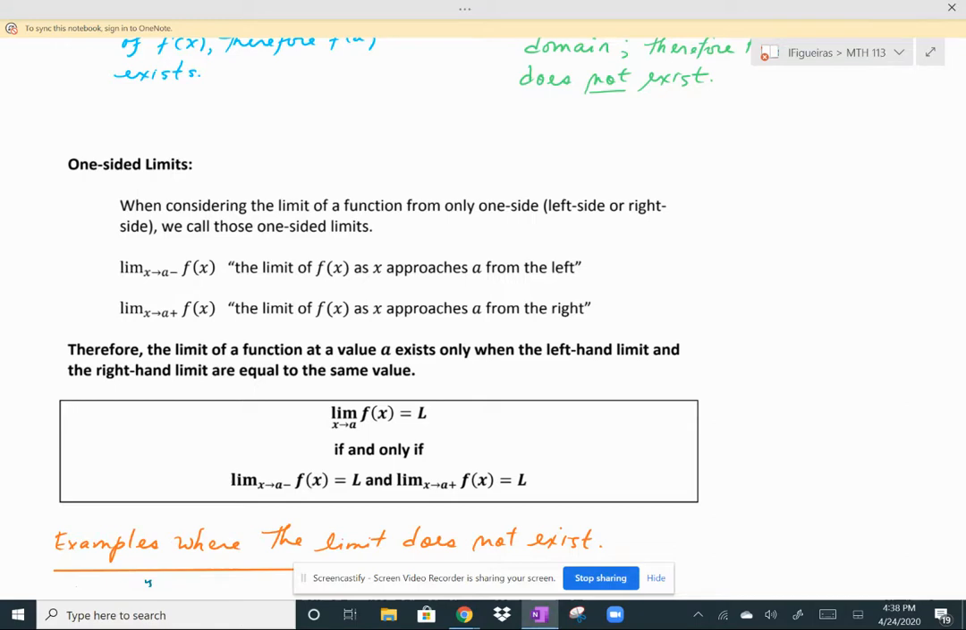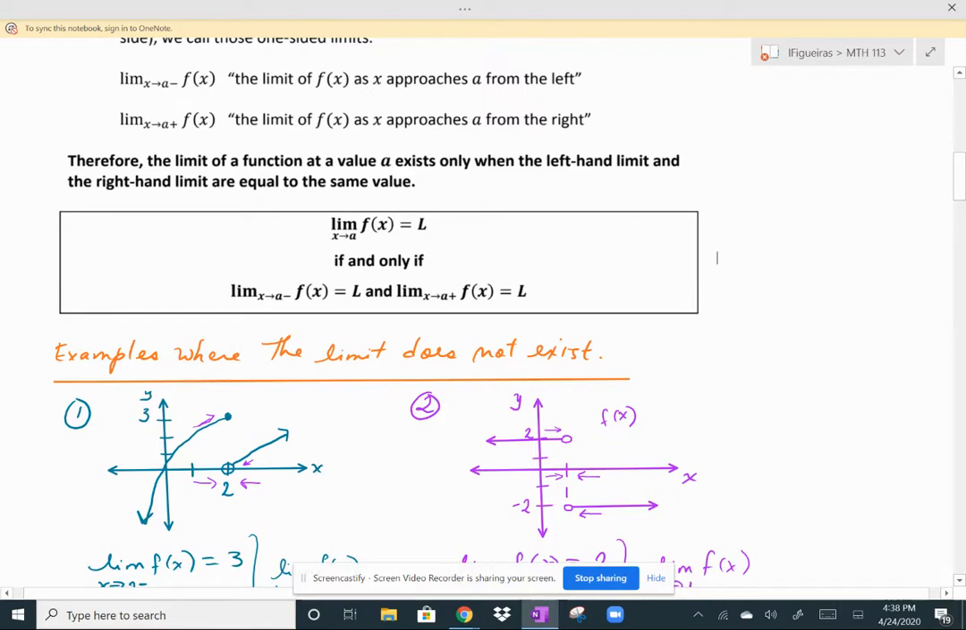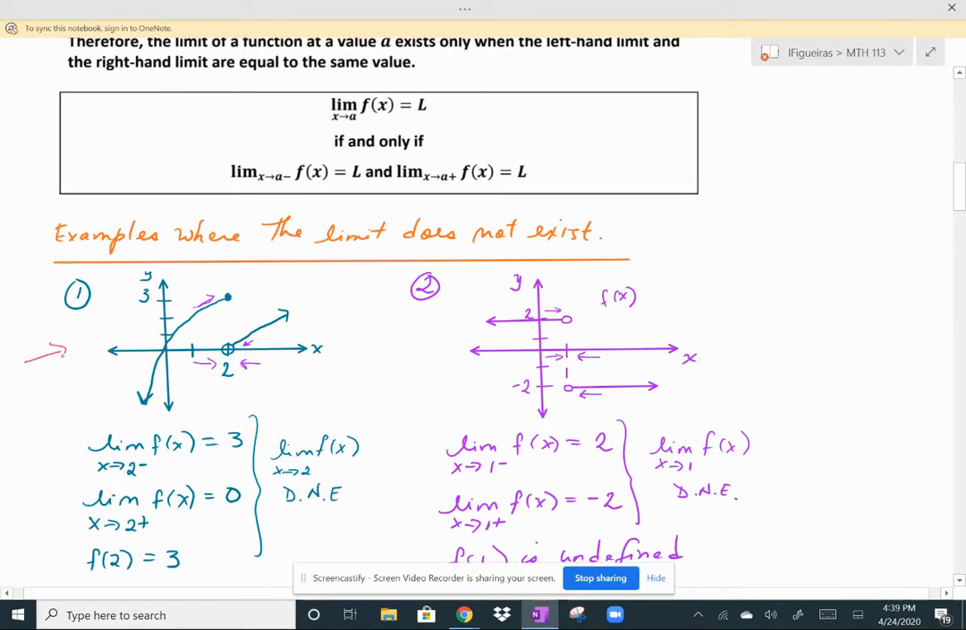So now that we know the definition, let's look at some examples of where the limit does not exist. Let's start with example 1 here on the left. Suppose you're considering the limit at 2. As you get closer and closer to 2 on the left and you follow the function value, your function value is approaching this point here, which has a value of 3. So the left-hand limit is equal to 3.